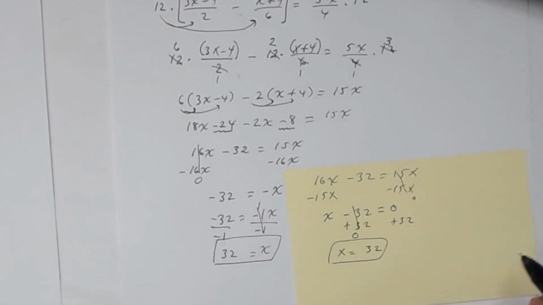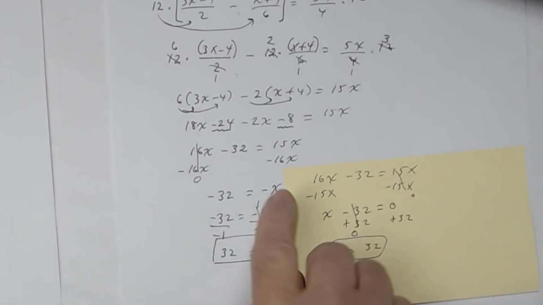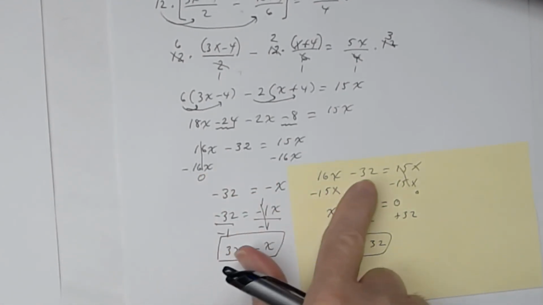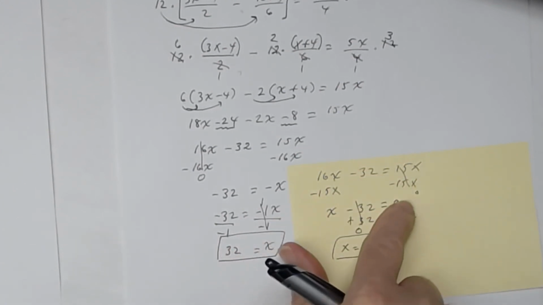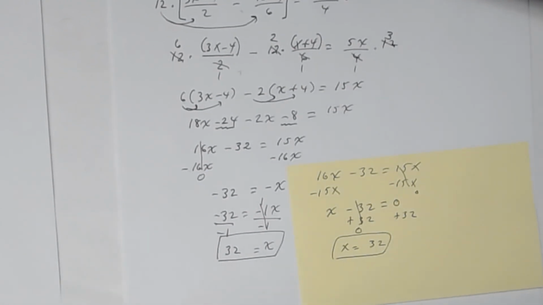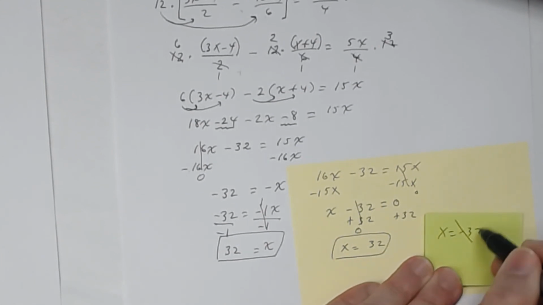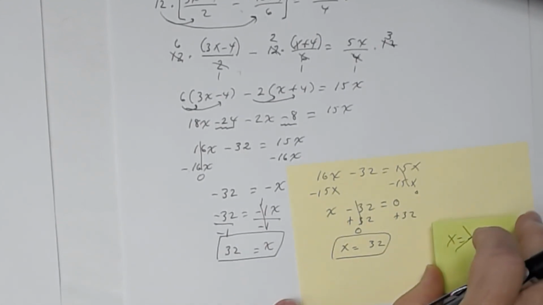Either one of those steps is fine. The reason I did it this way is that sometimes when students do it this way, they forget to put something here, and they'll incorrectly say x equal negative 32, and that's incorrect. So be careful.